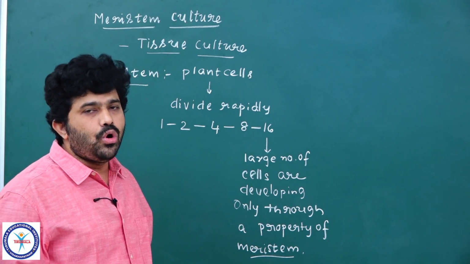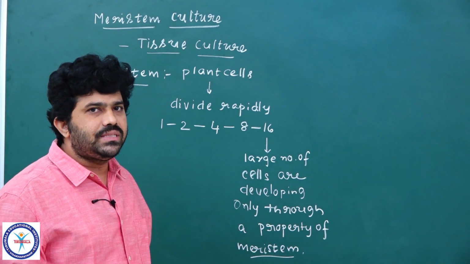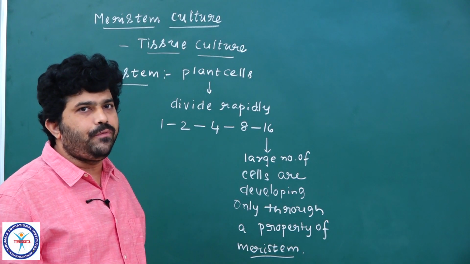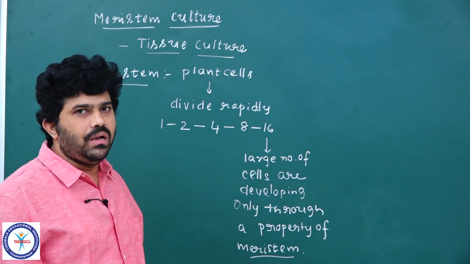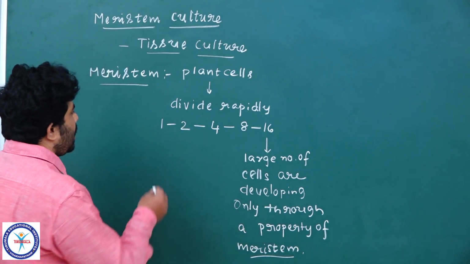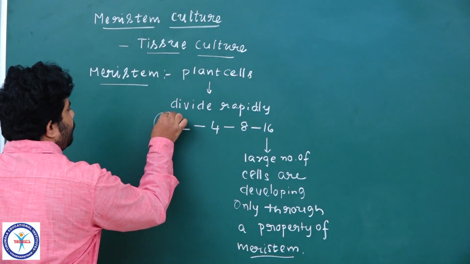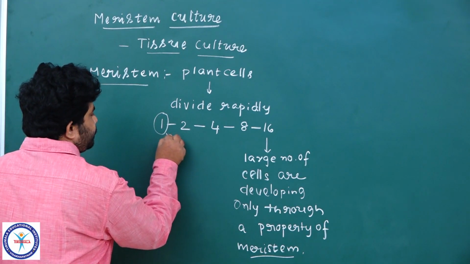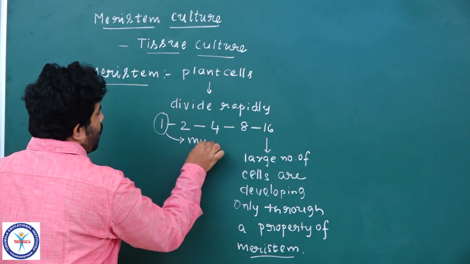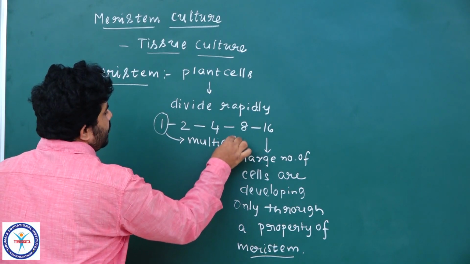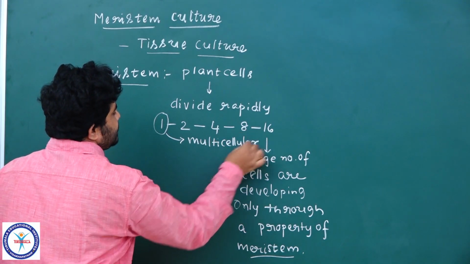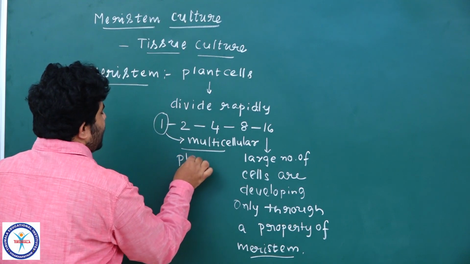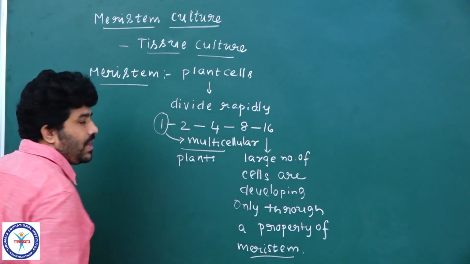Whatever organ development or formation we see in the body of an individual, either plant or animal, it started with a single cell only, whether the organism is multicellular or unicellular. Here we are discussing plants. Plants are multicellular organisms, you know. Understood?